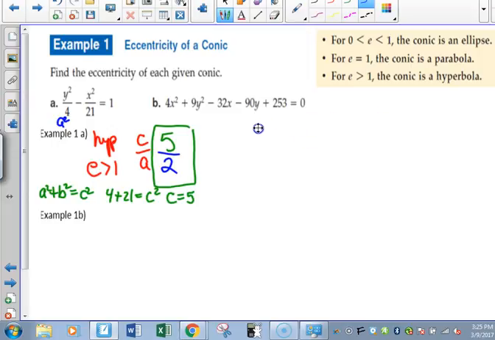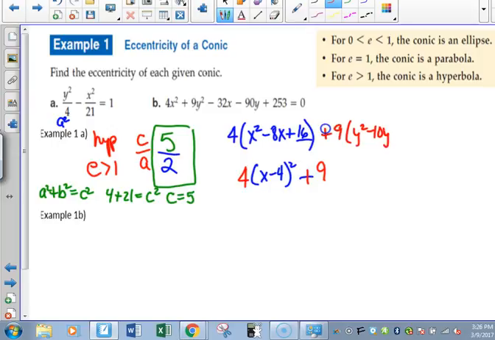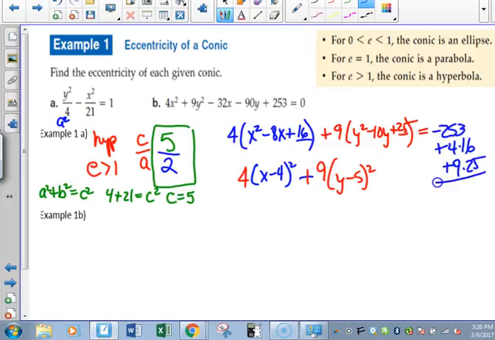All right, for B, we have to do some completing the square. Can I do Hofbauer magic? I'm just going to go fast. What am I taking out of the y's? Positive 9, right? Negative 253 plus 4 times 16 plus 9 times 25. Half power magic says it turns out 36.